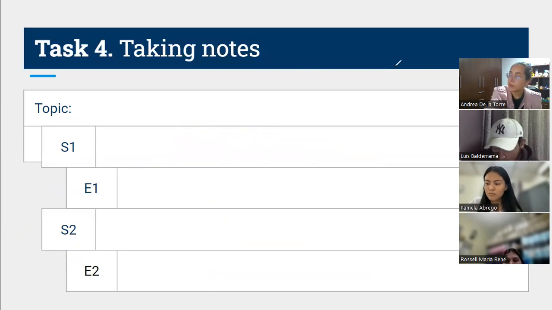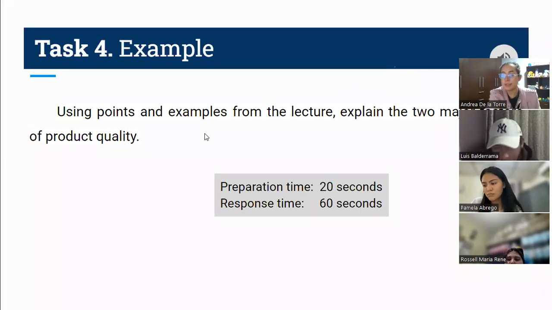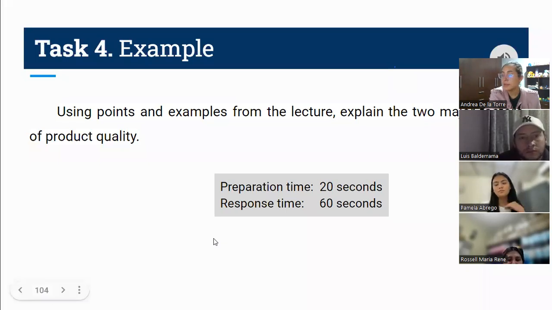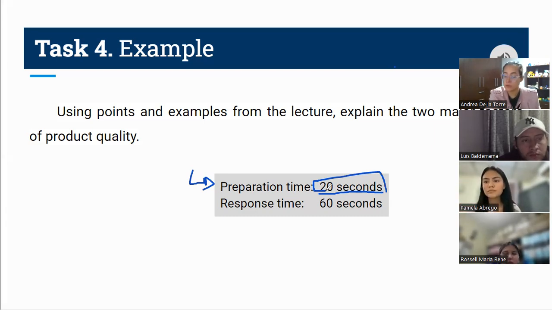Okay, awesome. So then you get the question, right? Using points and examples from the lecture, explain two major factors of product quality. As I said before, first you have 20 seconds to prepare your responses. During this time, what you guys are gonna do is completely up to you. It depends on what you need, and I will be talking about this when we are working on your speaking sessions. I will be giving you some tips individually, to each one of you. But in general, it depends.